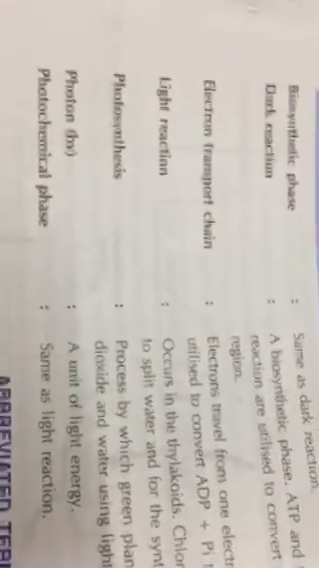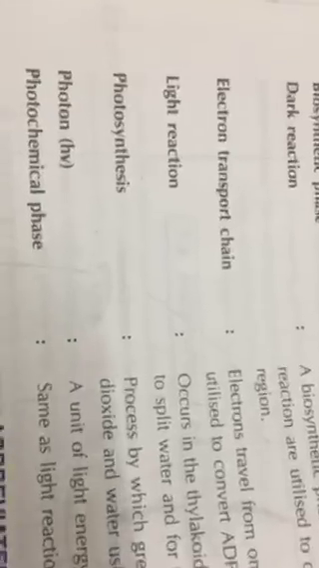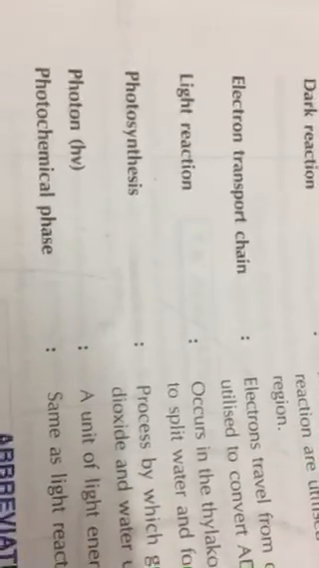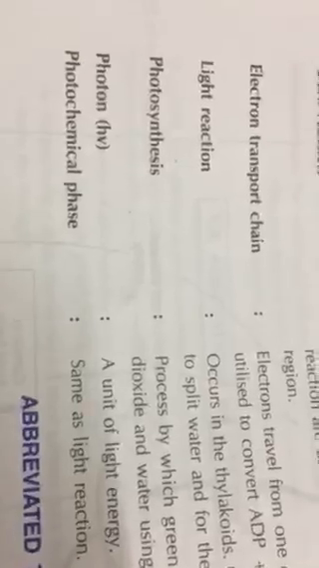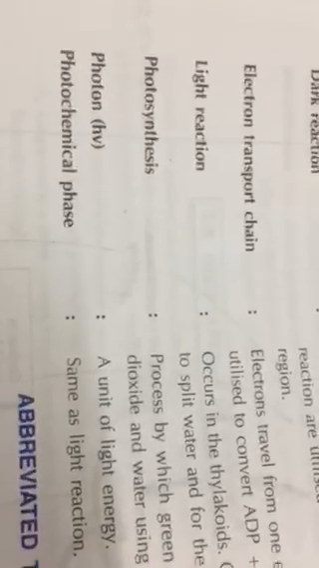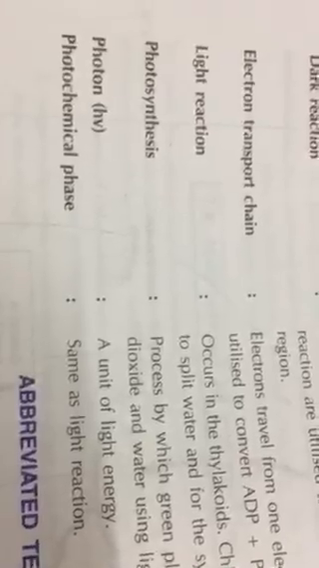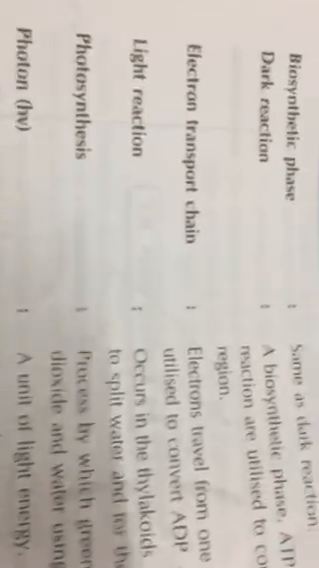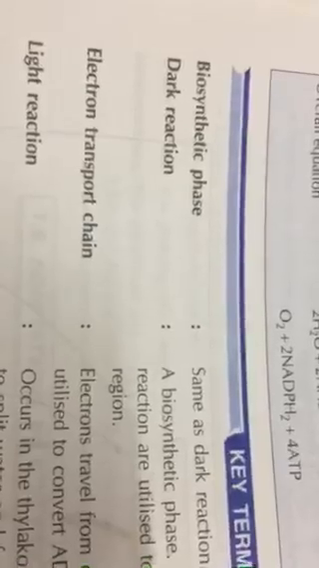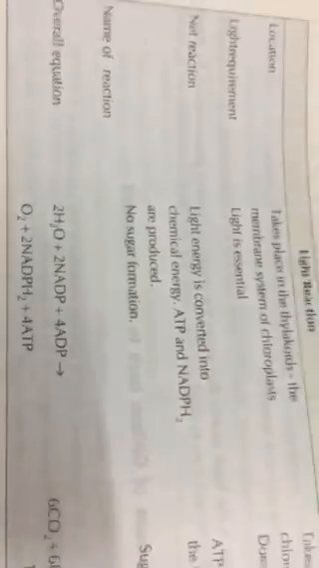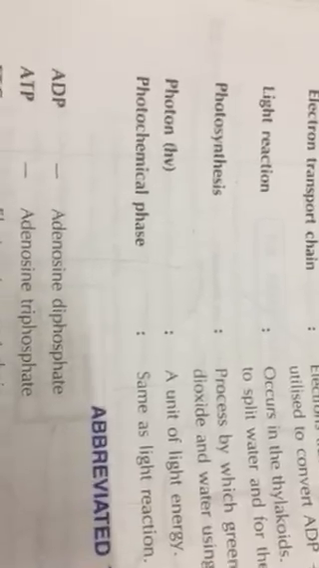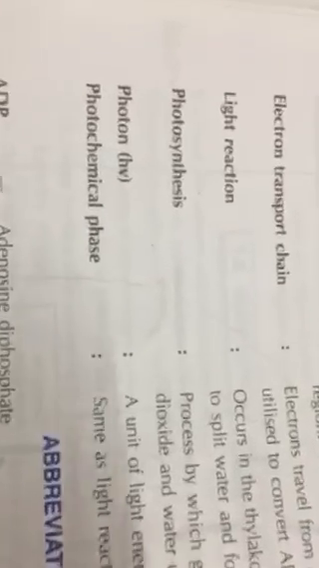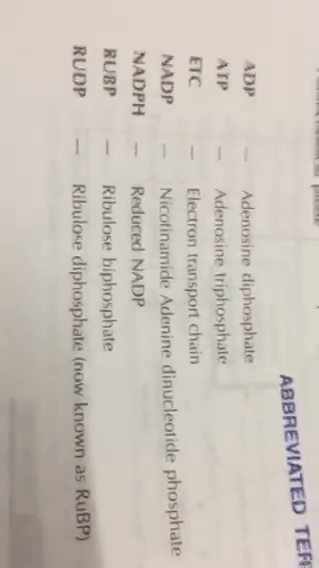You try to learn here the definition of photosynthesis. Then the photon involves, that is the unit of light. Then photochemical phase is also known as light reaction. And the other one is biosynthetic phase, that is dark reaction. So just now you have learned dark reaction and light reaction. And now photosynthesis and the photon.